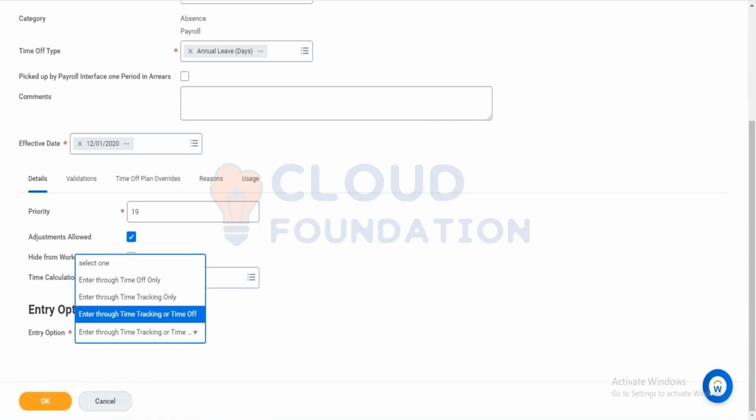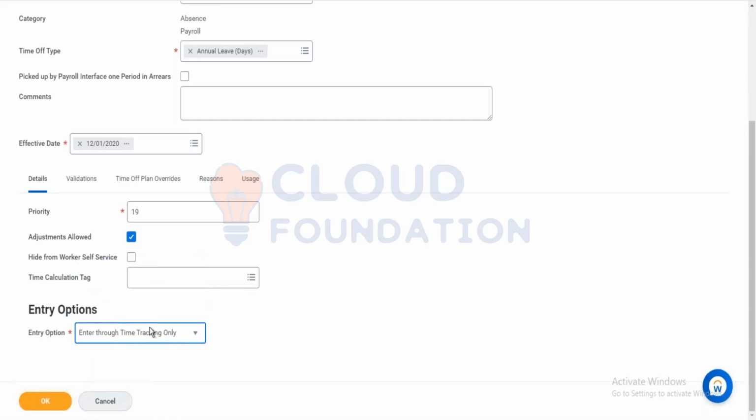Time off only, time tracking only, or enter through time tracking or time off. The third and fourth options seem the same. They are not the same. The first option is to enter through time tracking or time off, and the fourth one also reads enter through time tracking or time off, right? Ma'am, there is no fourth option.